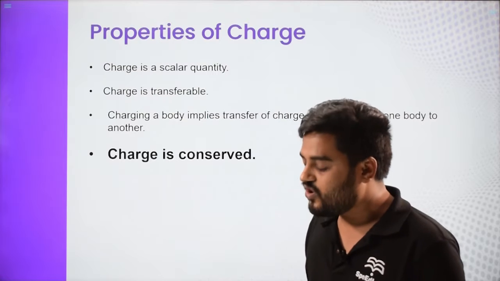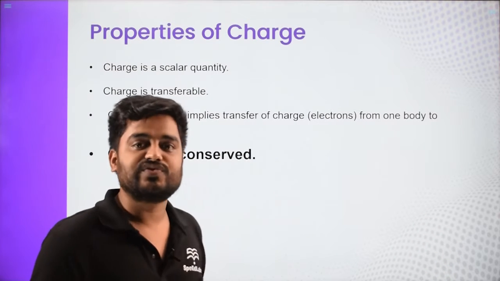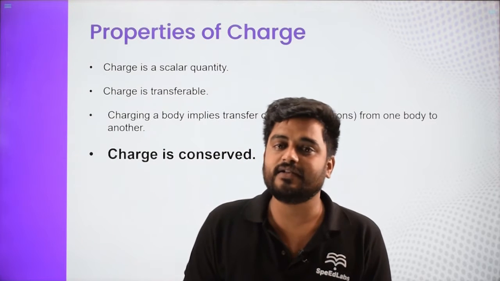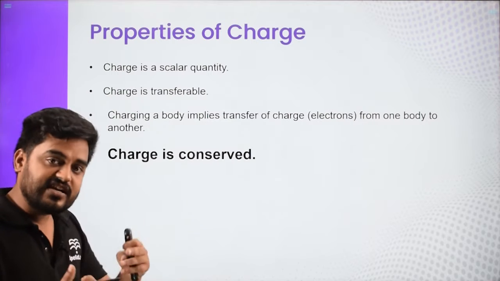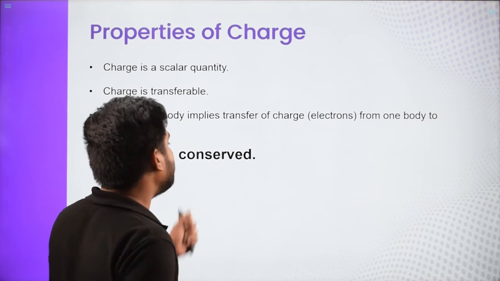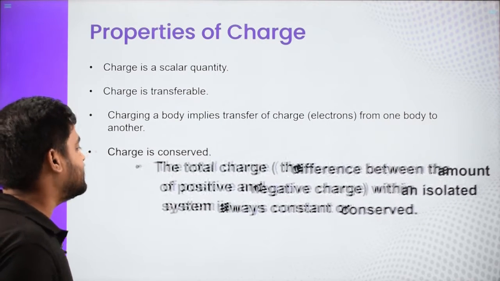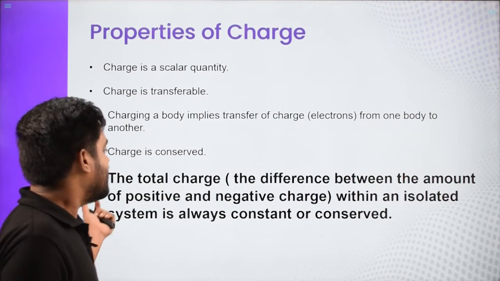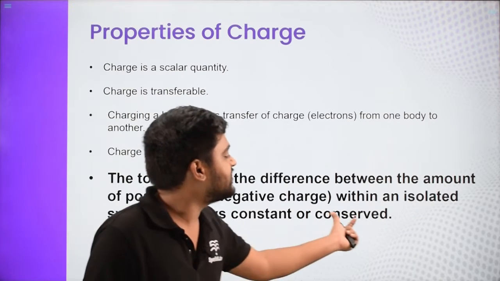Basically, charge is found on electrons. Electrons and protons are the original source of charge, and these are fundamental particles which cannot be destroyed at all. So charge can be transferred, but it cannot be destroyed, hence it will remain conserved. The total charge within an isolated system is always constant or conserved.